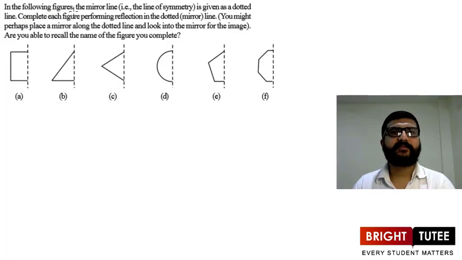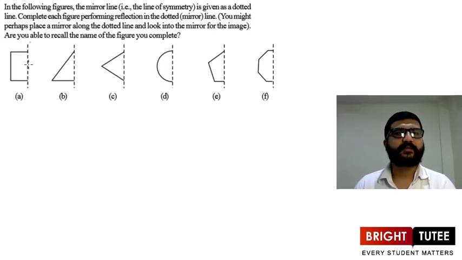Now the next question is, in the following figures, the mirror line, that is the line of symmetry, is given as a dotted line. Complete each figure by performing reflection in the dotted line, or the mirror line. You might place a mirror along the dotted line and look into the mirror for the image. We can put a mirror on the dotted lines, and then look in the mirrors to see what kind of image is formed. Then according to that we can form an image here also. And then we have to tell the names of these figures also. Now let's see the first part.